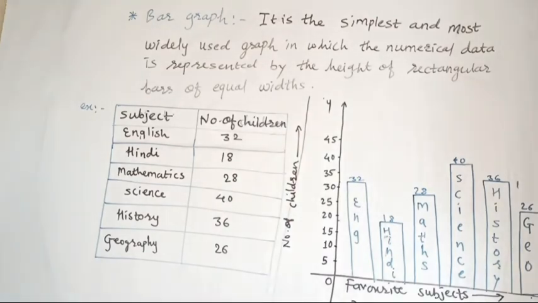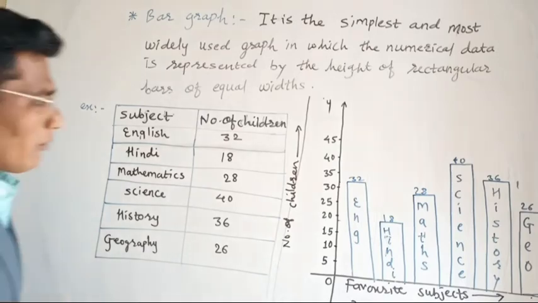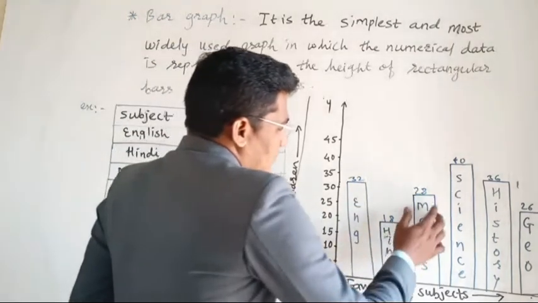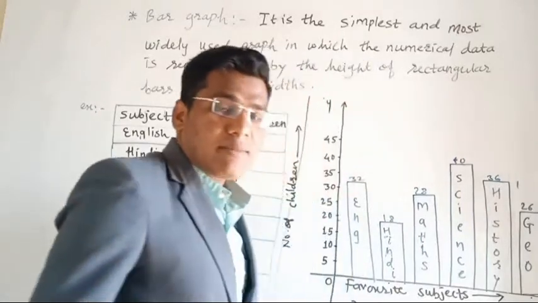Fifth one, these bars are normally shaded for better effect, and for better effect we can shade the bars by using colors or by using a pencil.